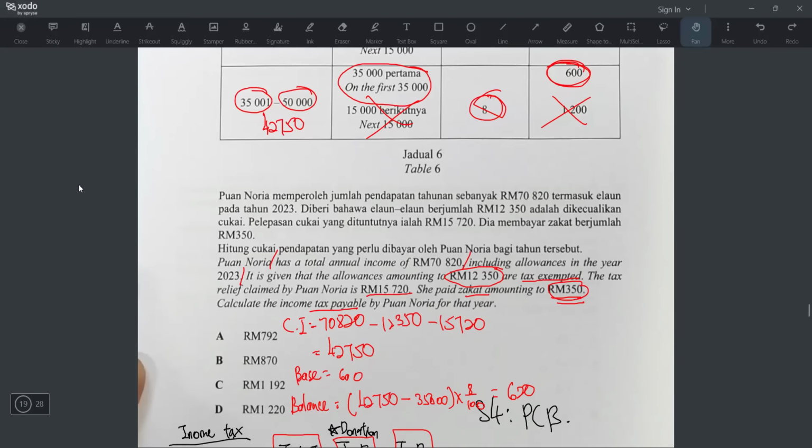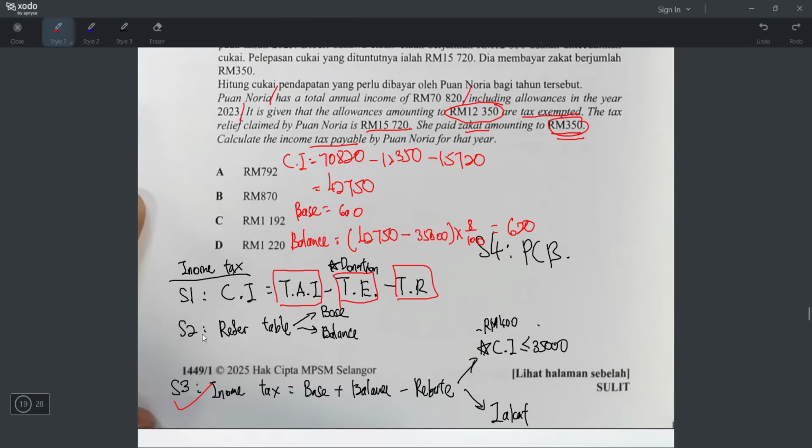Okay, now what is the next step? Step 1 done. Step 2 also done. I get my base and balance. Step 3, income tax. So it will be base plus balance minus rebate. The base is 600, right here. Balance is 620, right here. Minus with rebate. Okay, we have to check these two, right?